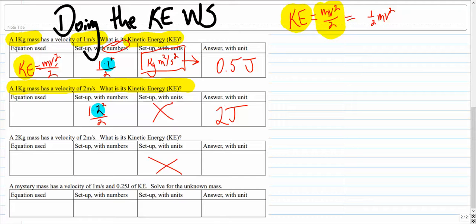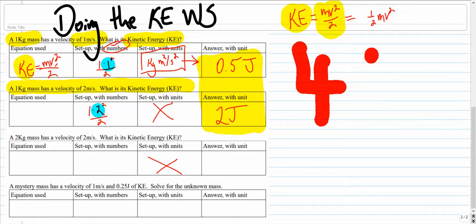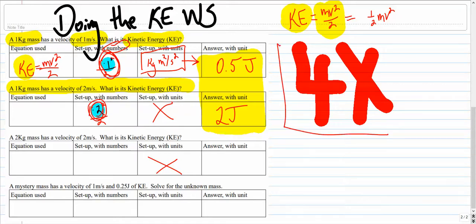So why did I talk about a concept? Because if you look at these two answers, how much bigger is one answer than the other? How many times does 0.5 go into 2? The answer is 4 times. So if you double the velocity, we went from a velocity of 1 to a velocity of 2, you quadruple your amount of kinetic energy. So with kinetic energy, velocity is kind of a big deal.